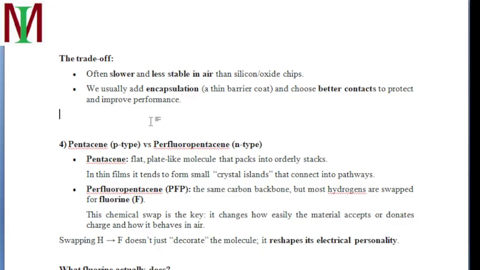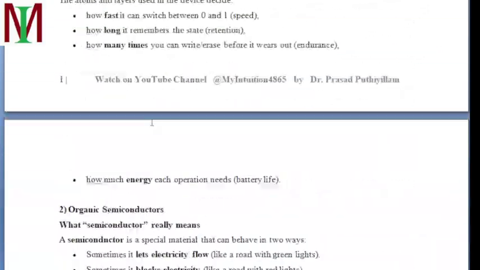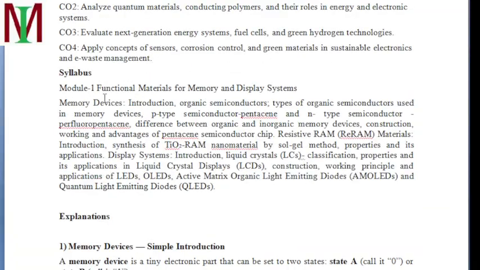Okay, so till the fourth topic I have discussed in this particular class video. That means I have covered memory devices, P-type semiconductor, and N-type semiconductor. I didn't cover the difference. I reached till here. Okay, that's about this particular class. Till perfluoro, this one I have covered in this video.